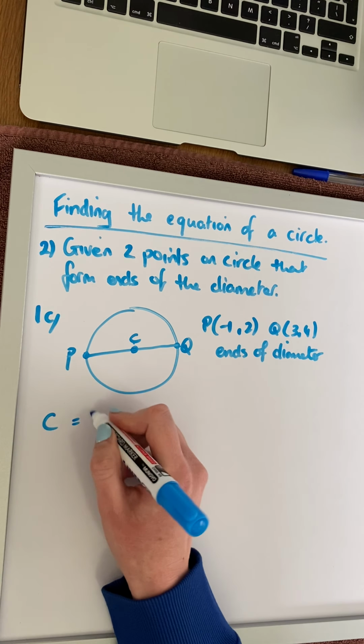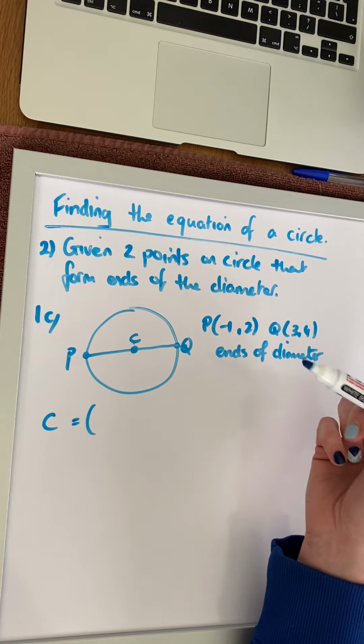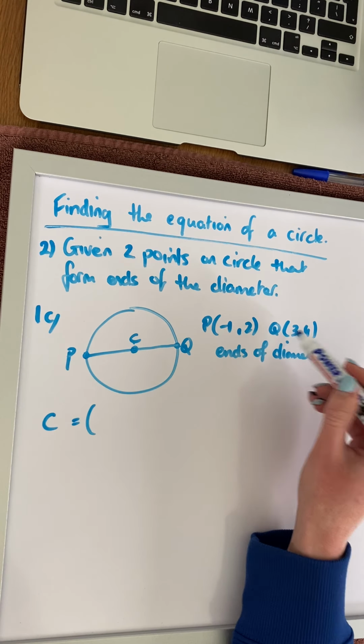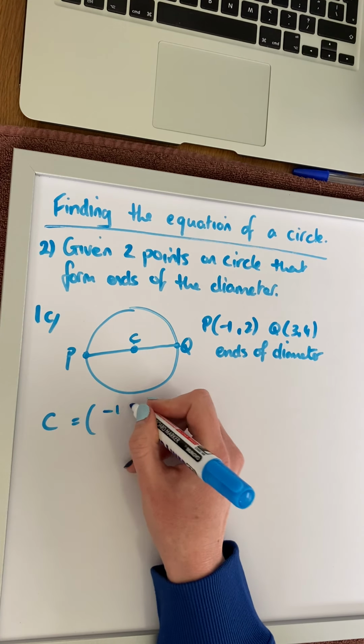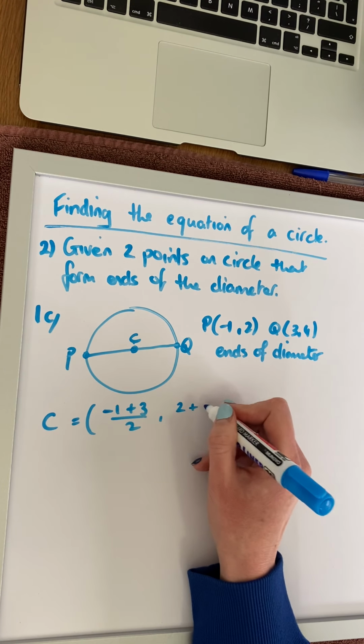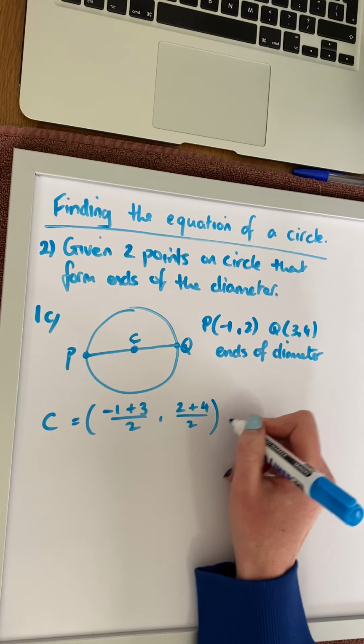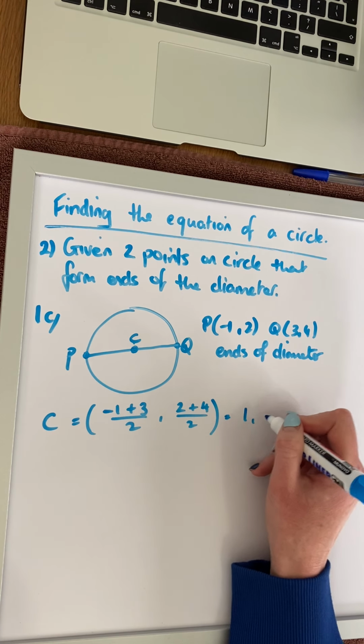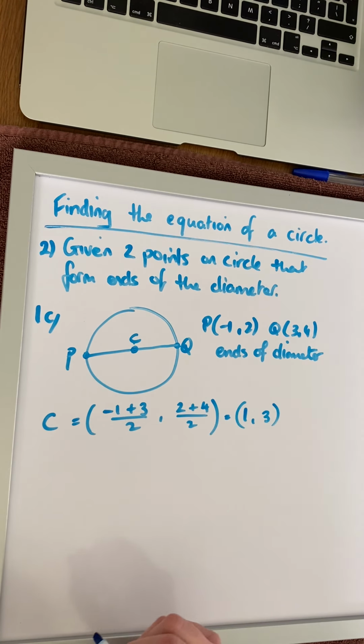The midpoint formula comes from the log tables on page 18. We add the x coordinates and divide by 2, so that's minus 1 plus 3 divided by 2. And add the y coordinates and divide by 2, so 2 plus 4 over 2. So that gives us a center point of 1, 3.